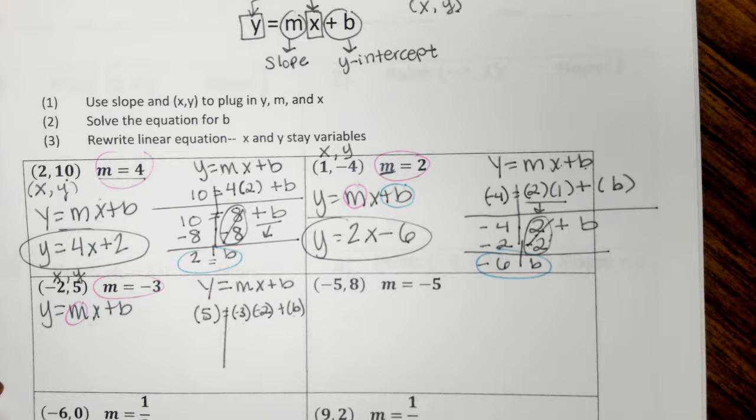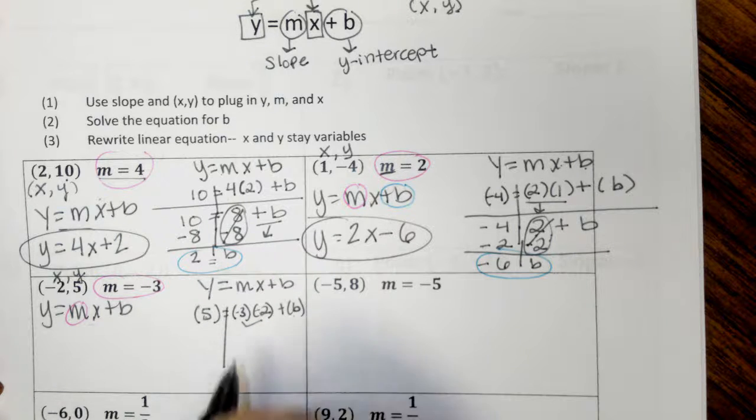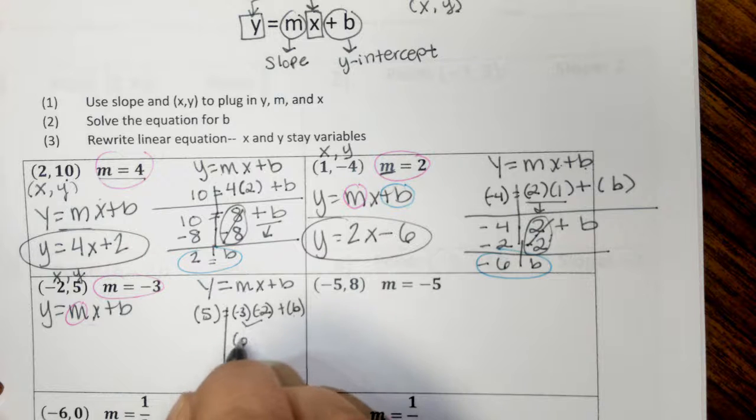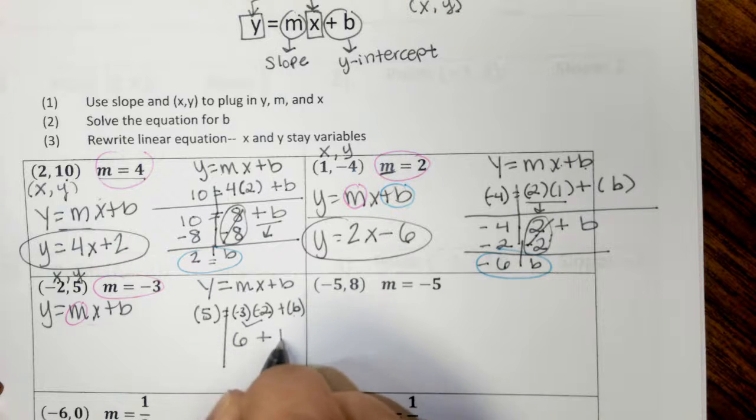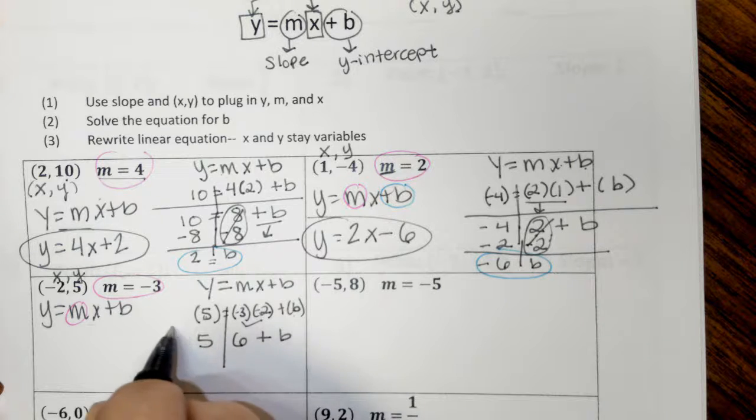Now this is just an equation to solve. There's nothing to do with the one term on the left, but on the right, I know I can do the multiplication -3 times -2. -3 times -2 is 6. We still have plus b. And on the left side, we still have the 5.